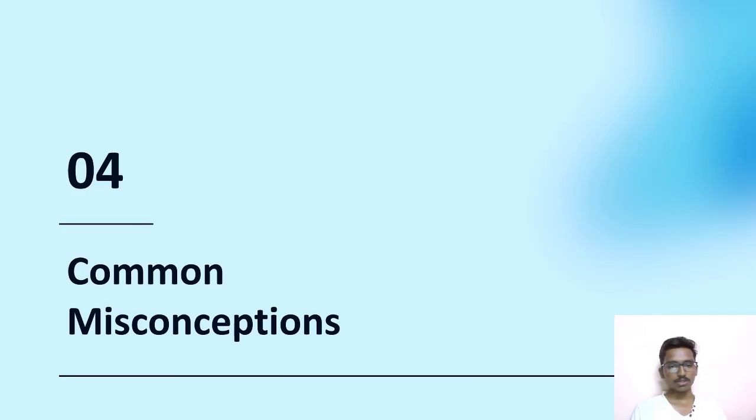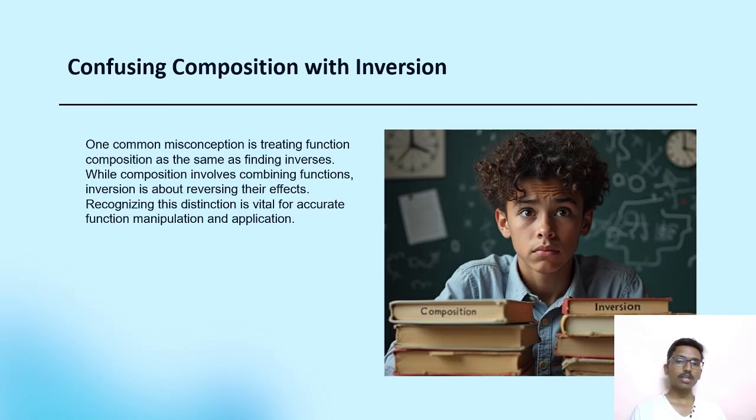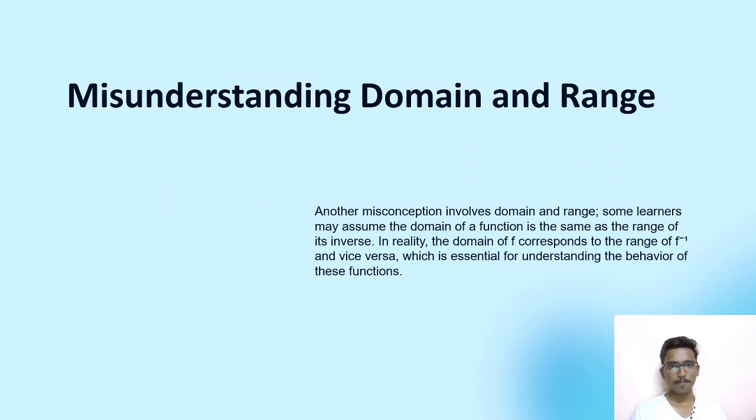Common misconceptions. Confusing composition with inversion. One common misconception is treating function composition as the same as finding the inverse. While composition involves combining functions, inversion is about reversing their effects. Recognizing this distinction is vital for accurate function manipulation and application.